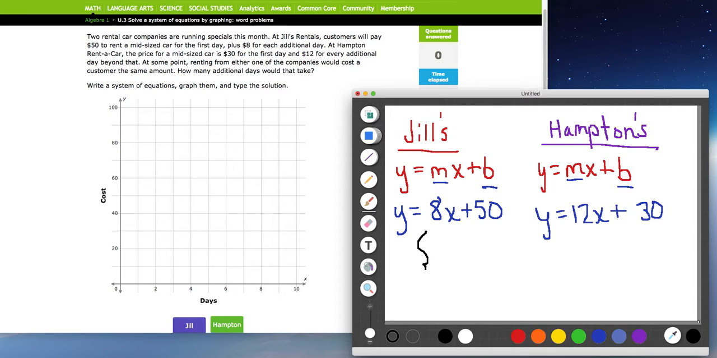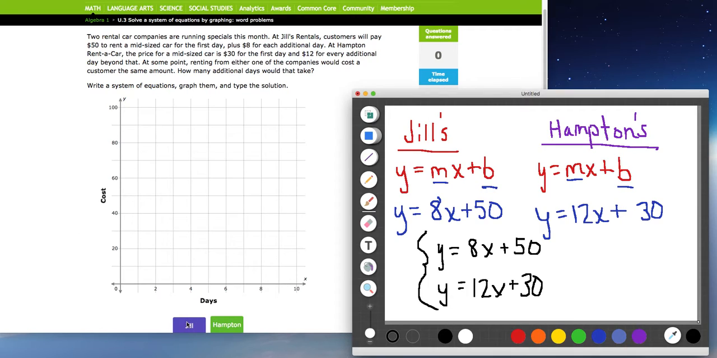We could write it with little brackets, which is traditionally how they're written. y equals 8x plus 50 for Jill's, and then y equals 12x plus 30. So the question is asking, at some point renting from either one of the companies would cost the same amount. So what is the solution of this system? Where do these two lines intersect? So we're going to start by graphing Jill's line.